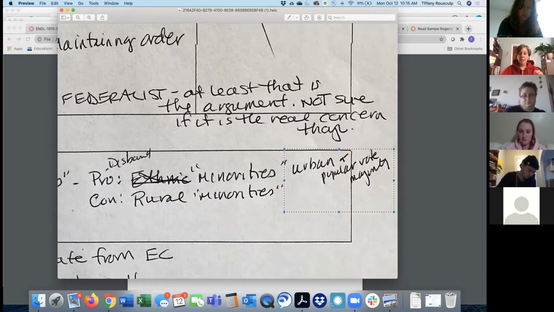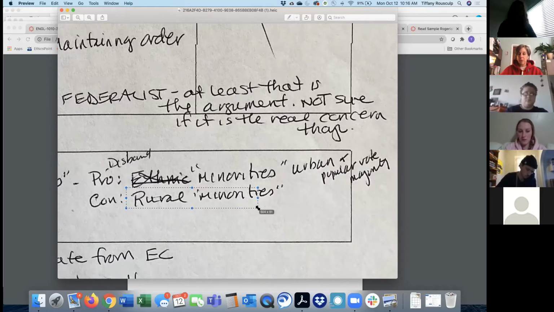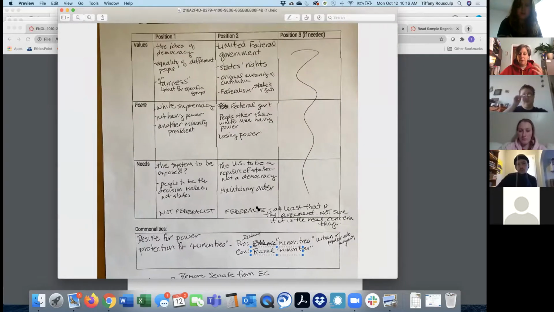The people who want to keep the Electoral College the same, with the exception of the people who are really anti-popular vote, they're really like states' rights people, because that's a whole separate issue. What they are concerned with protecting as minorities is the rural communities, because if we went away from an Electoral College, rural communities would likely be squashed with their votes because the urban communities have so many more people in them, okay? So that's what I did to figure out the commonalities.